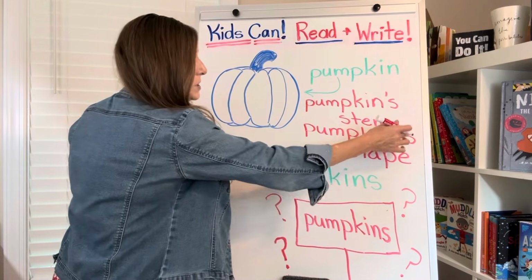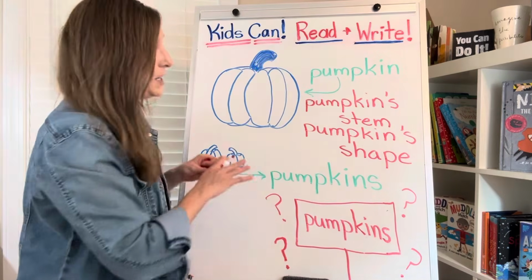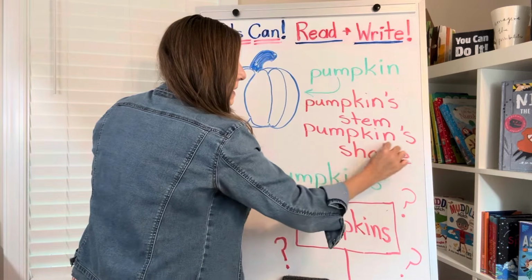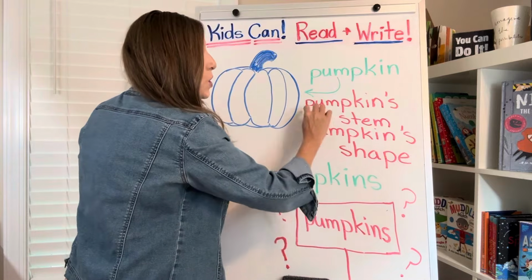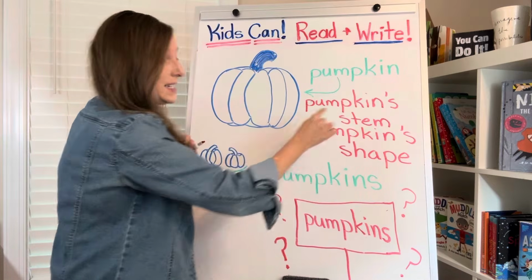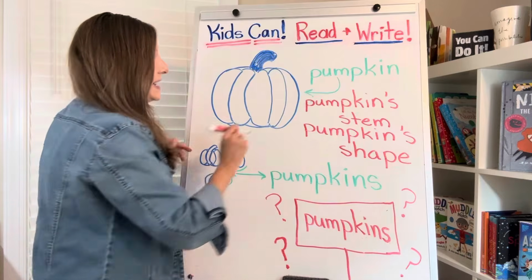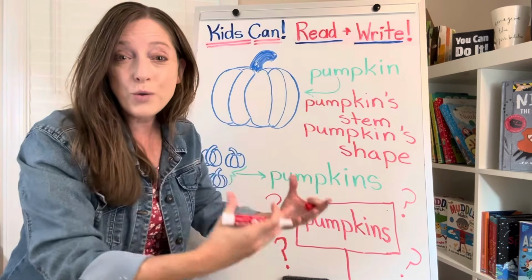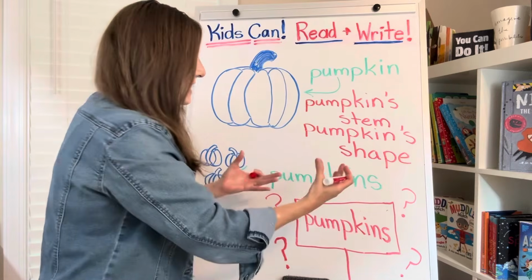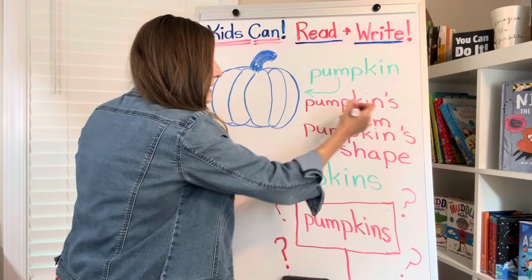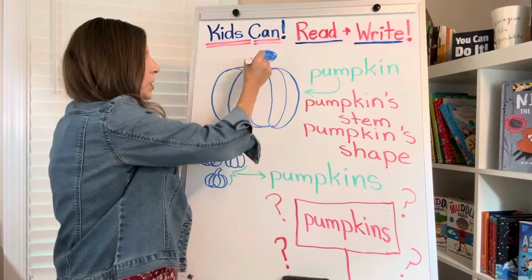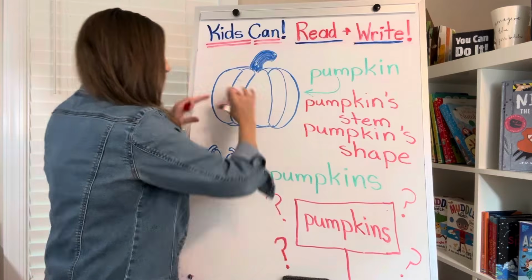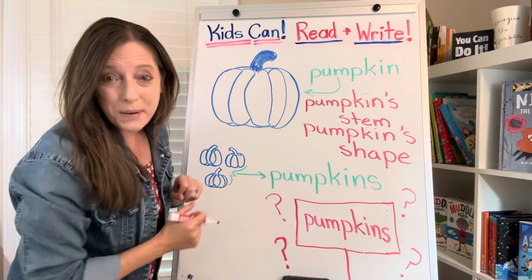Again, if the apostrophe is before the S, that means you are talking about one pumpkin, but it is the pumpkin's shape or the pumpkin's stem. Okay, that is singular possessive because it owns or possesses the next word. The pumpkin's what? The pumpkin's stem. That belongs to the pumpkin. The pumpkin's what? The pumpkin's shape. That belongs to that pumpkin.